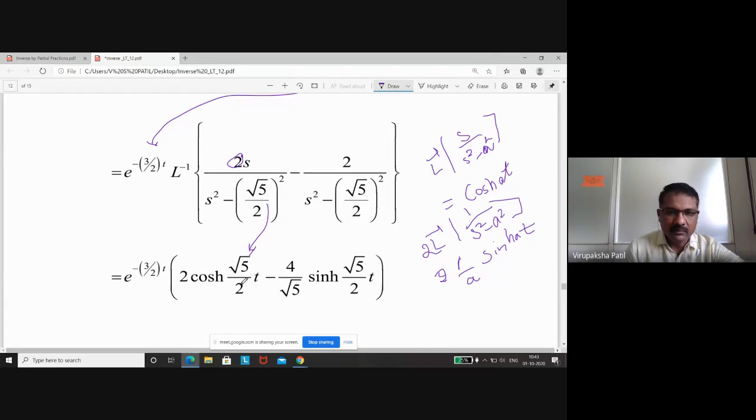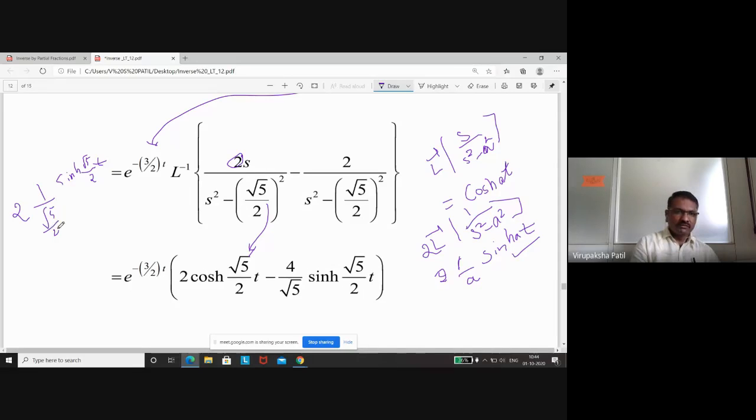Root 5 divided by 2 into t. Now directly I have written here 4 divided by root 5. How is it? That is 2, this 2 will keep as it is. A is, sorry, a is root 5 divided by 2. So it becomes 1 divided by root 5 divided by 2 into sine hyperbolic a t. Sine hyperbolic a is here root 5 divided by 2 times t according to this rule.